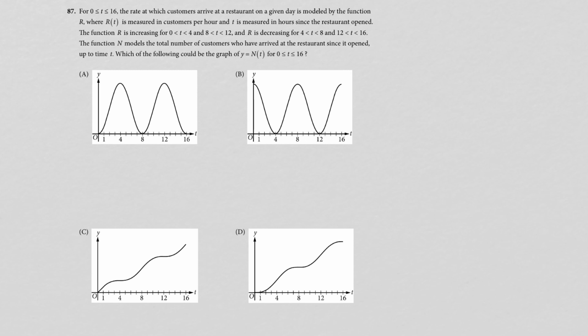The final question, 87. Okay, some kind of modeling. For t between 0 and 16, which these all are, the rate at which customers arrive at a restaurant on a given day is modeled by the function. So this is another one where this is not the number of people, but the rate that people are coming. So like in this one, people are coming, they're coming faster, more are coming really fast. They're still coming, just not as fast.